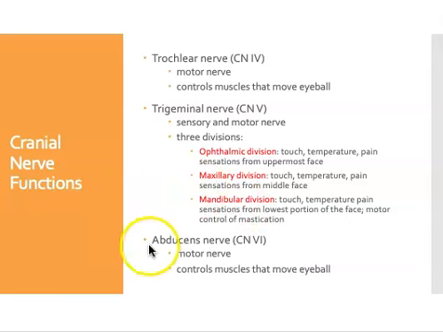Cranial Nerve 6 is the abducens nerve. This is a motor nerve, and it controls muscles that move the eyeball. Hey, that's a second one. That's a second cranial nerve with a difficult name that controls muscles that move the eyeball, just like the trochlear.